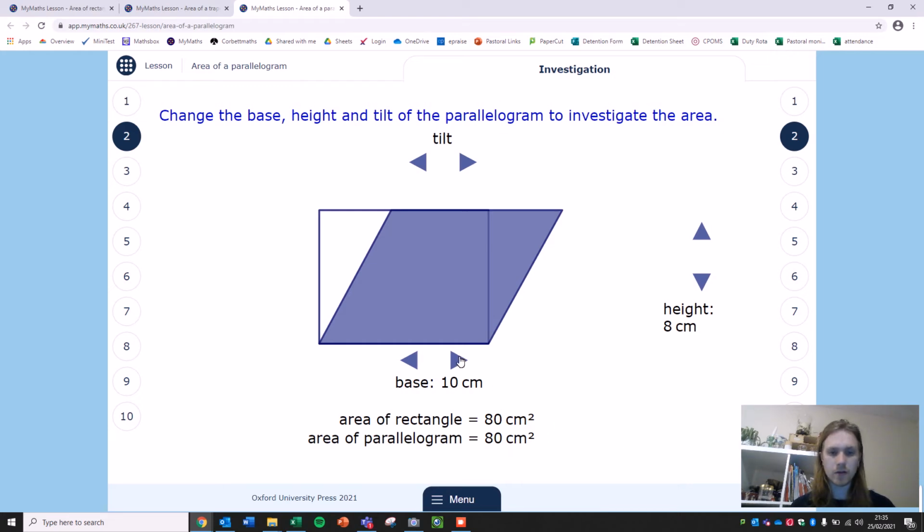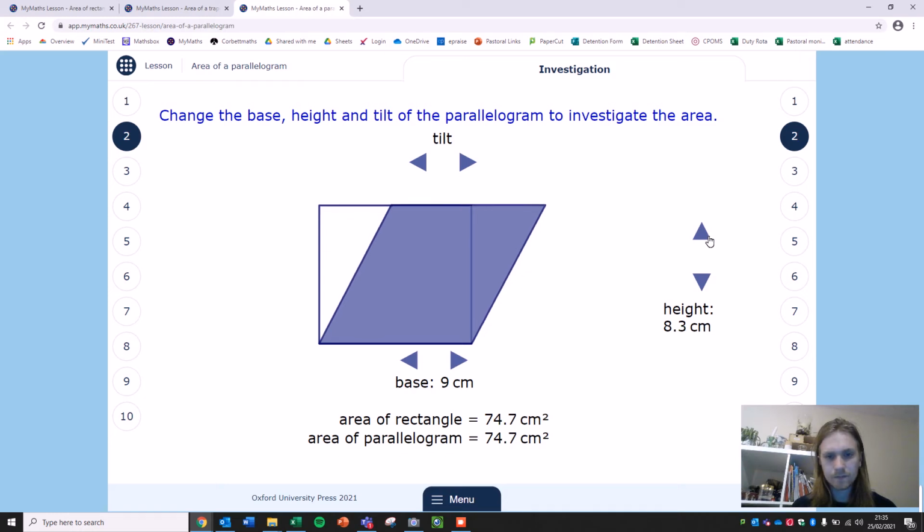So I'll start by changing the base. I can obviously carry on changing the base as long as I want. Let's make it 9. I'm going to change the height and keep looking at what's happening to the area. Now look what happens when I change the tilt.